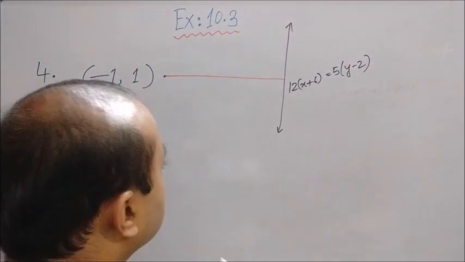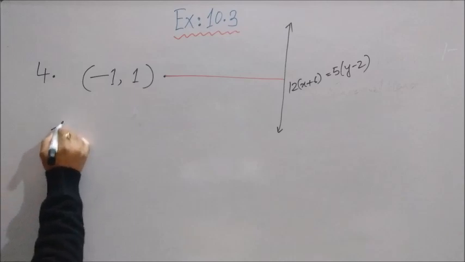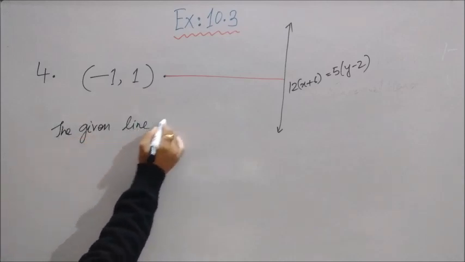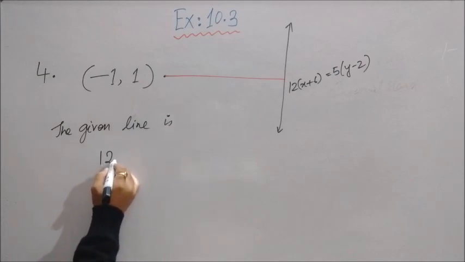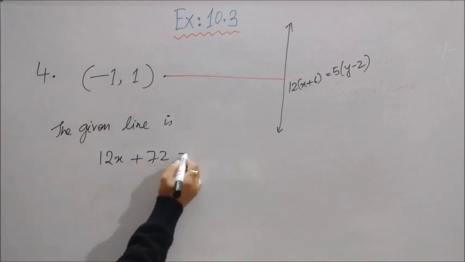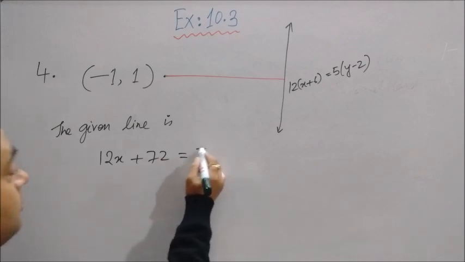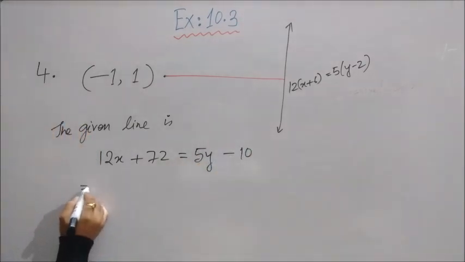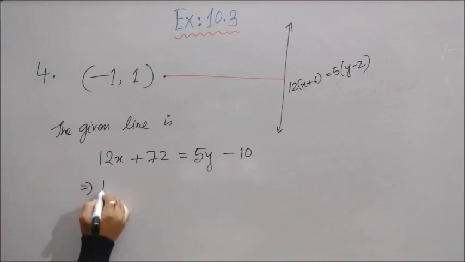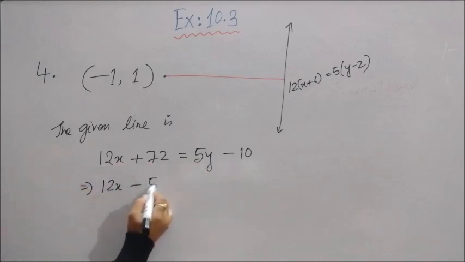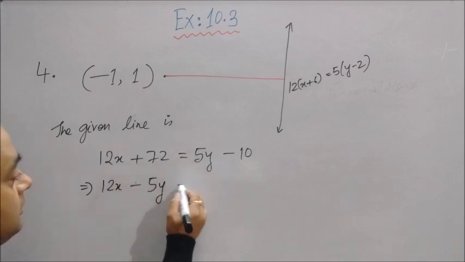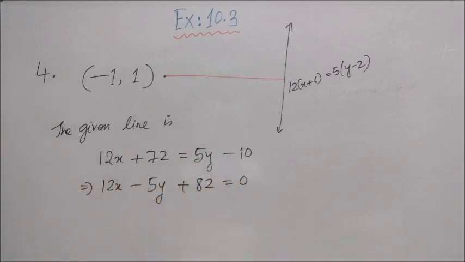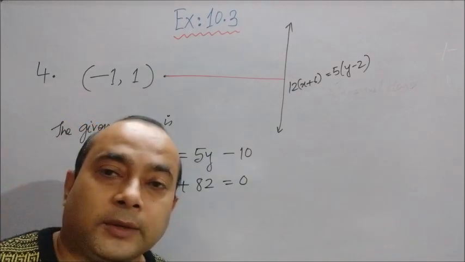The standard form means we will write down the given line: 12x plus 72 is equal to 5y minus 10. So shifting everything to this side, we get 12x minus 5y plus 72 plus 10, that is 82, equal to 0. So this is the standard equation of the line.